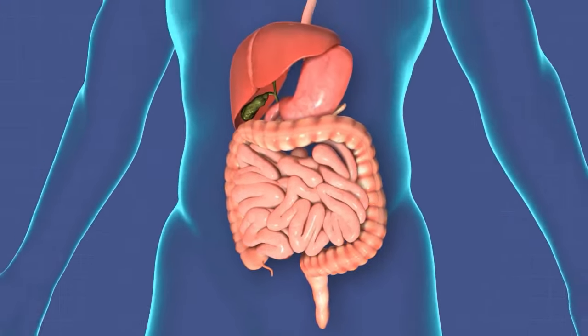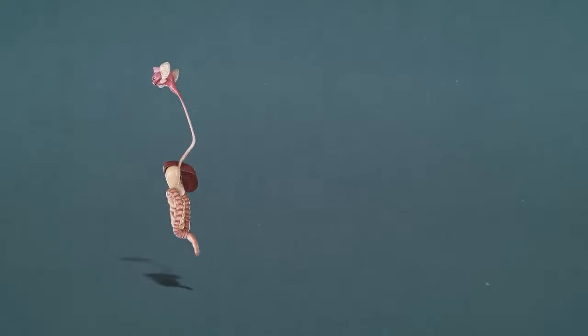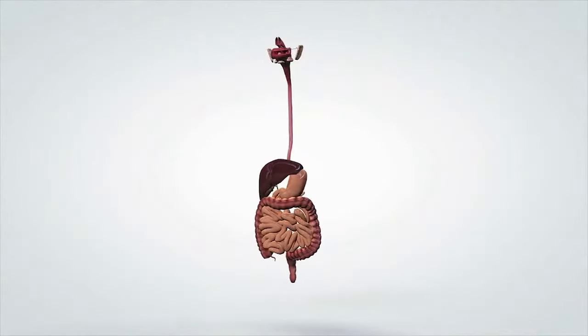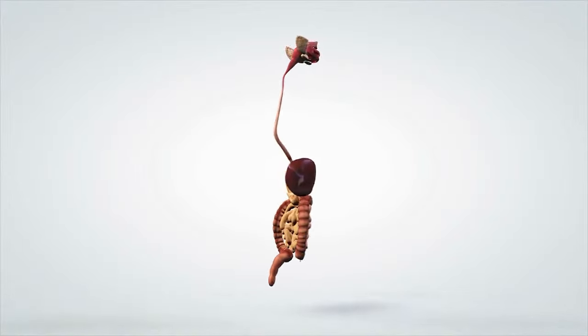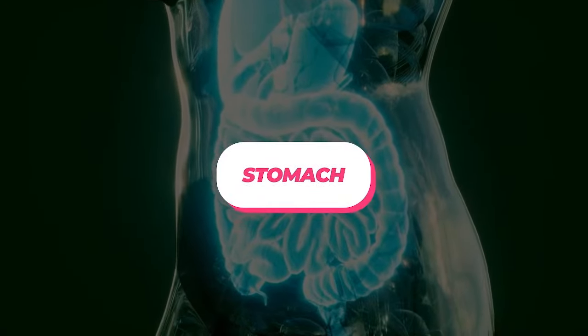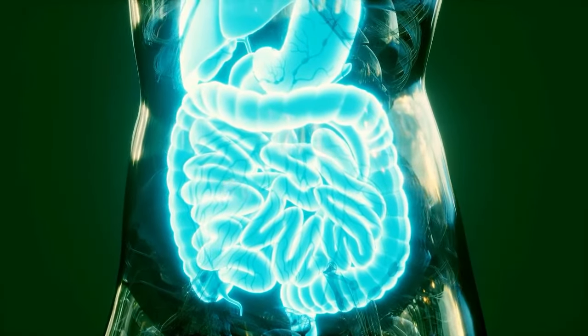which helps to keep food and stomach acid from flowing back into the esophagus. This muscle relaxes to allow food to pass through and then tightens to prevent the backflow of stomach contents. The esophagus also has a lower esophageal sphincter, which is located at the bottom and separates the esophagus from the stomach. Stomach. The stomach is a muscular sac that plays a crucial role in the digestion of food.